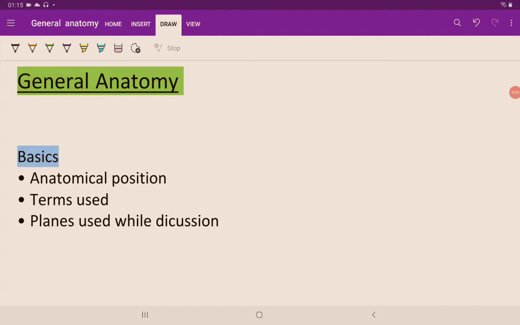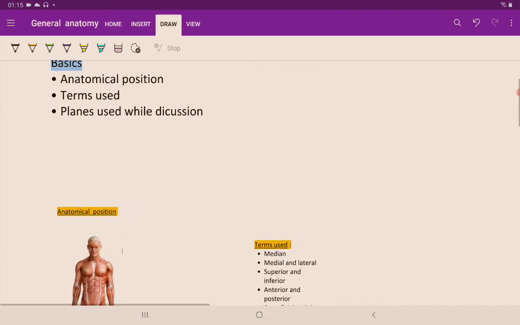This is Ulas, and we'll be starting with general anatomy today. We'll be discussing some of the basic terms used so that it becomes easy for us when we are discussing the organs in detail. Organ systems, arteries, veins. When we are discussing that, these terms become very helpful. We'll be discussing it under the headings of anatomical position, the terms used, and the planes used when we are discussing. Okay, let's go to the anatomical position.